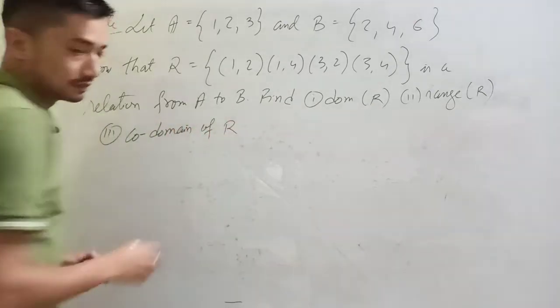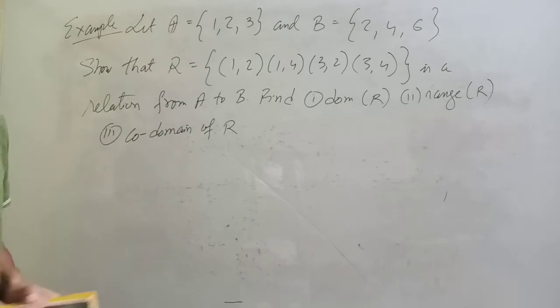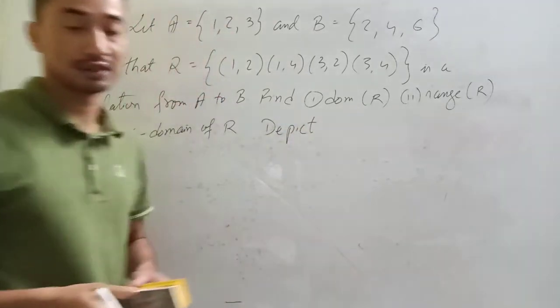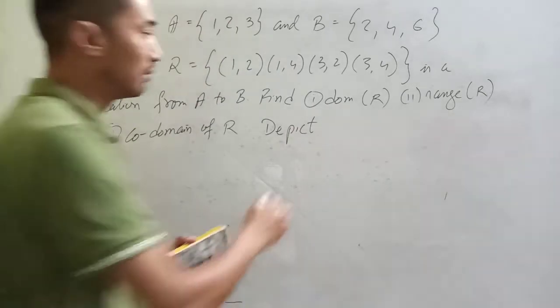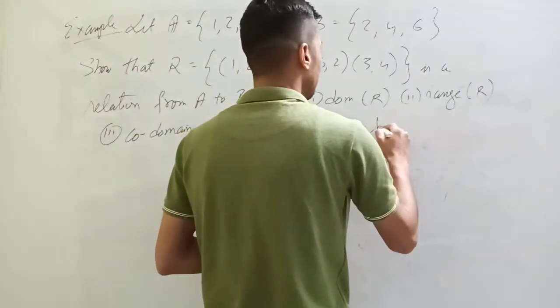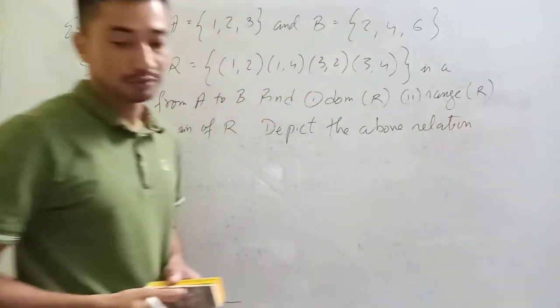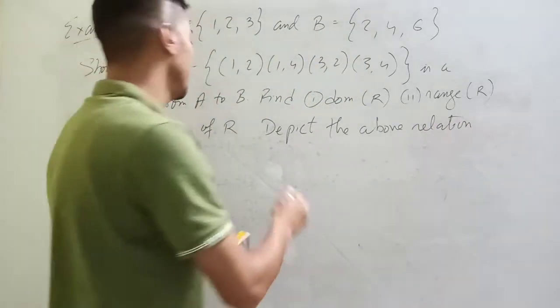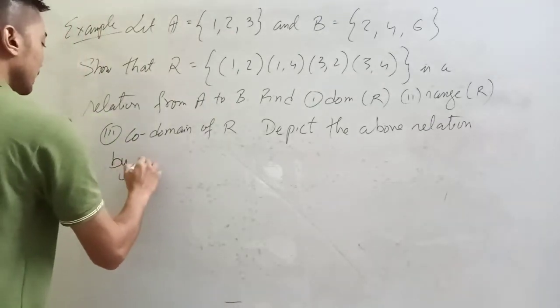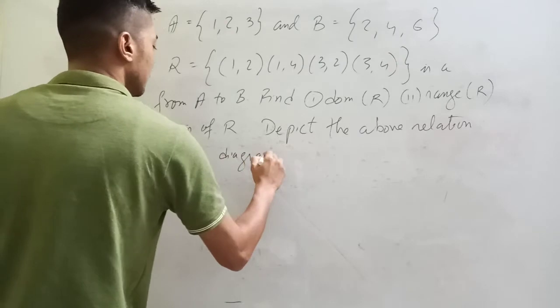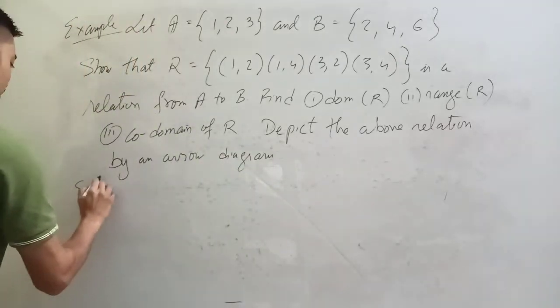Codomain of R. Okay. Number 3. After this, all the concepts will be covered in one question, so the whole concept will be clear. Depict the above relation by an arrow diagram. Let's start with the solution quickly.